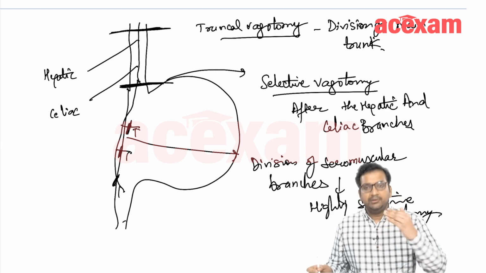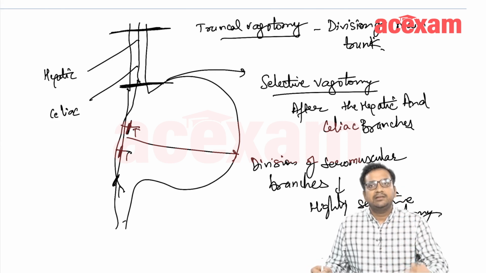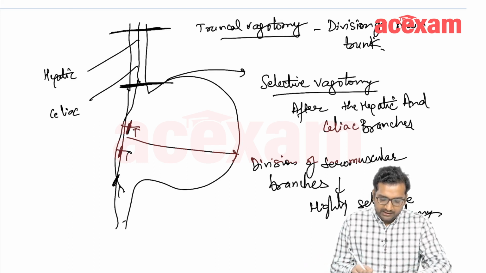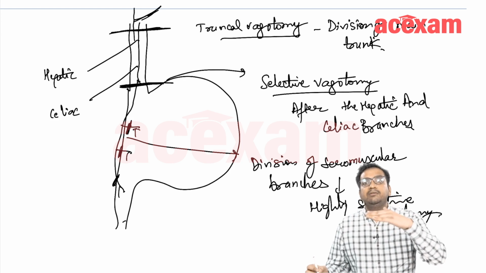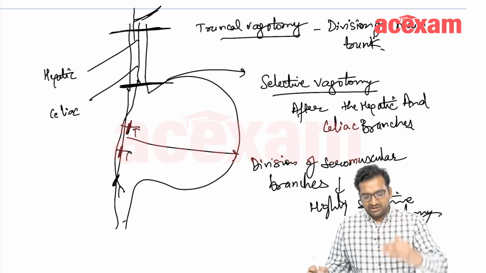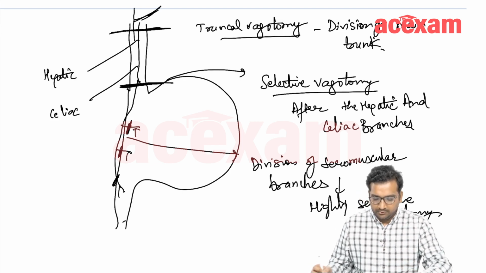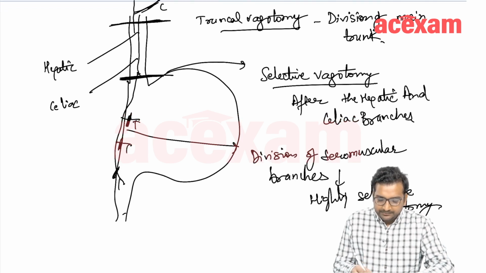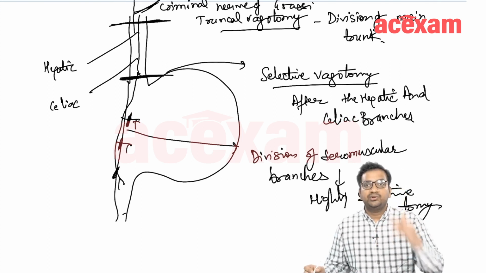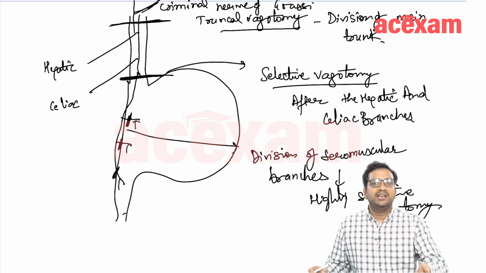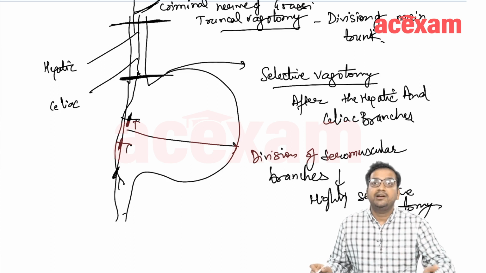During truncal vagotomy, we divide both the anterior trunk as well as the posterior trunk. Here comes the significance of the criminal nerve of Grassi, because it branches even before the level of the truncal vagotomy. So this nerve might get missed and will lead to recurrence of peptic ulcer disease. The criminal nerve of Grassi is the branch from the posterior vagus, and it leads to an increased recurrence rate of truncal vagotomy.